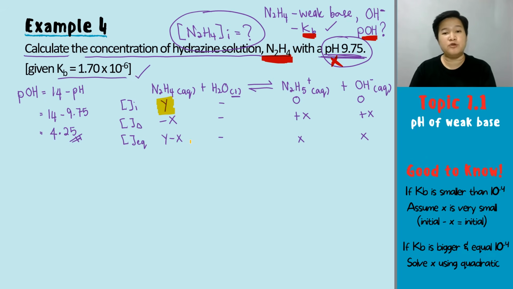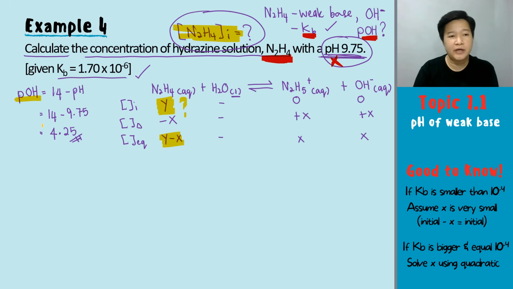So, I'm looking for this one. But right now, we have two unknowns. We have an X and Y. But we know that we are looking for the Y. We are looking for the initial of the hydrazine, how much. Okay? So, we need to solve the X first. How do I solve the X? Simple. Look at what you have.